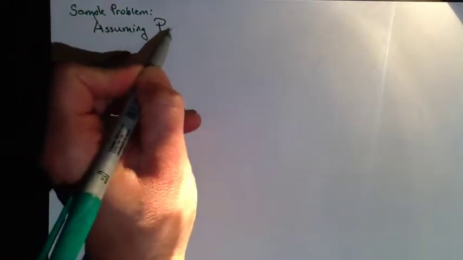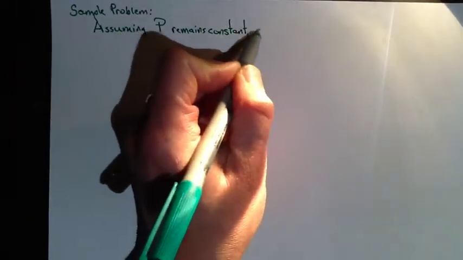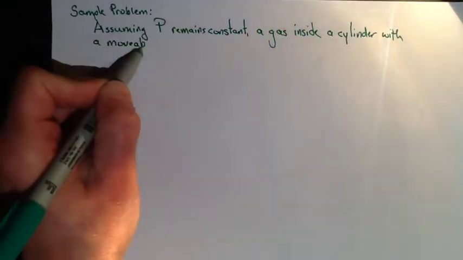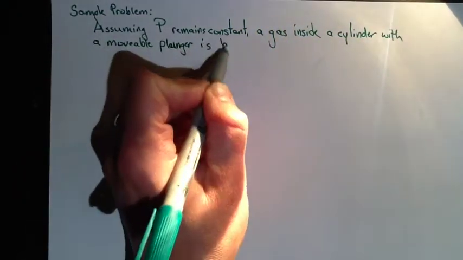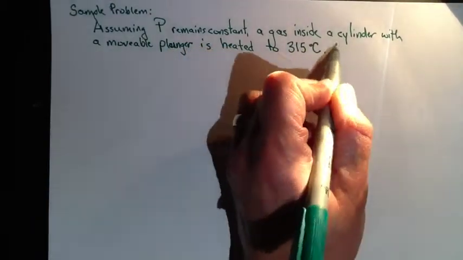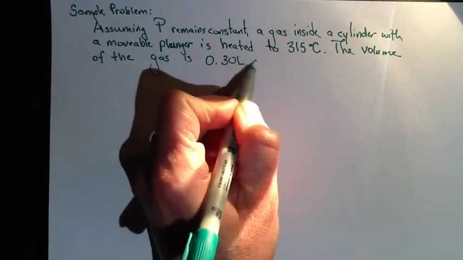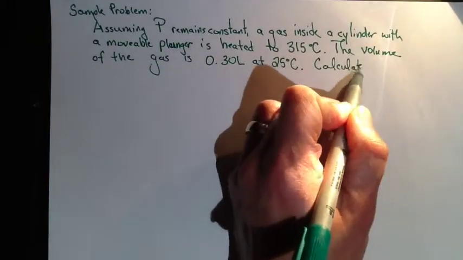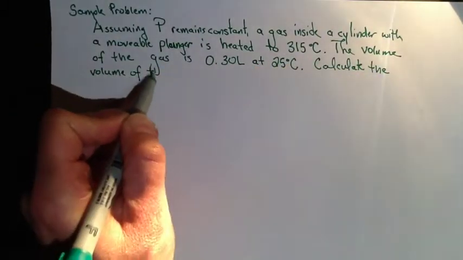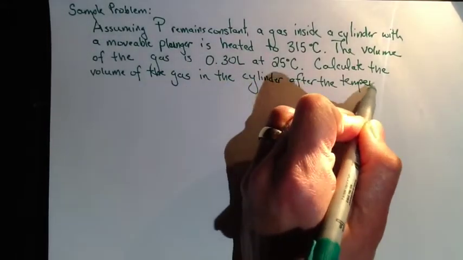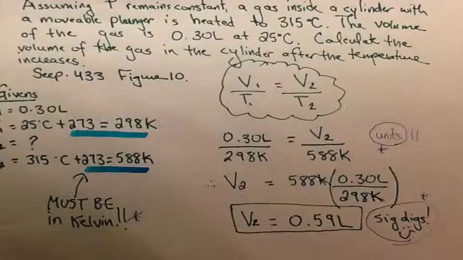Solving a sample problem for Charles's law. Assuming pressure remains constant, a gas inside a cylinder with a movable plunger is heated to 315 degrees Celsius. The volume of the gas is 0.30 liters at 25 degrees Celsius. Calculate the volume of the gas in the cylinder after the temperature increases. To get a visual of the movable plunger, you may wish to see page 433, figure 10.